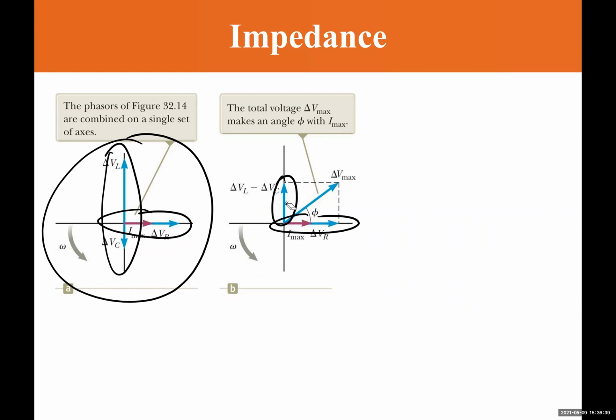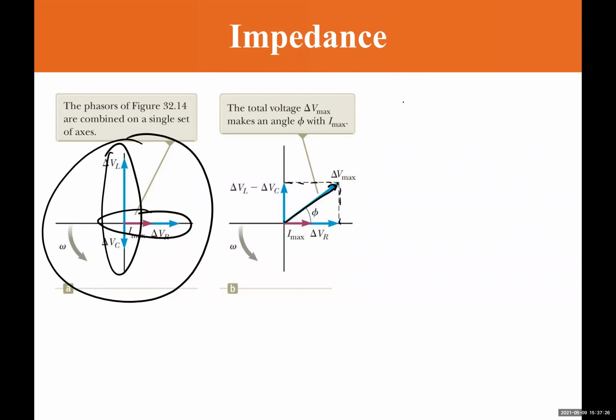Then using the parallelogram method, right, we can see that this will be delta V max. That means we can get the maximum amplitude of the resultant using this graphical method. That makes our calculation much simpler, because we can represent them as vectors. All right, so let's see then what we have.